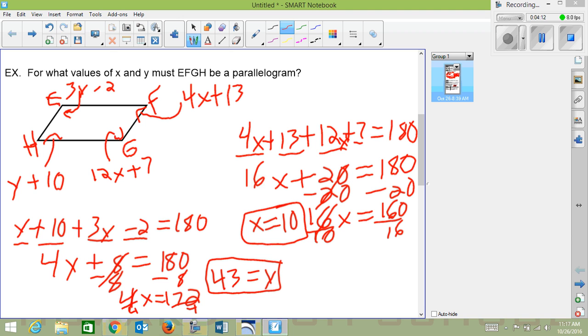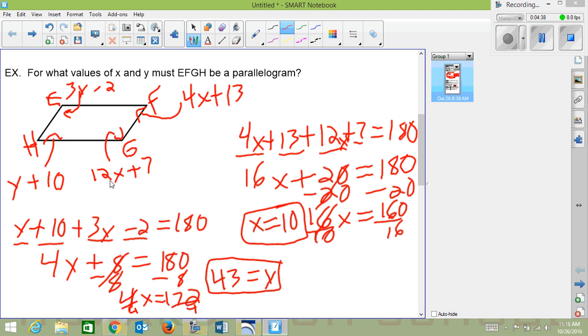Now we can plug in to get, oh, I take that back. It doesn't say we need the angles, so we don't need to plug that in. We could, though. We could plug this 10 in here. So 4 times 10 is 40. 40 plus 13 is 53. If you plug the y in across from it, 43 plus 10 is 53. So guess what? 53 equals 53. So it did work.